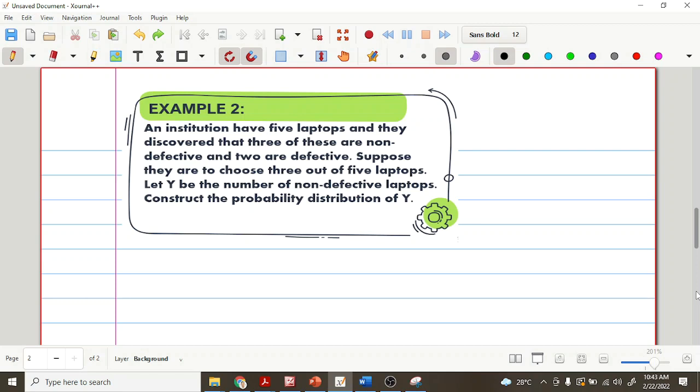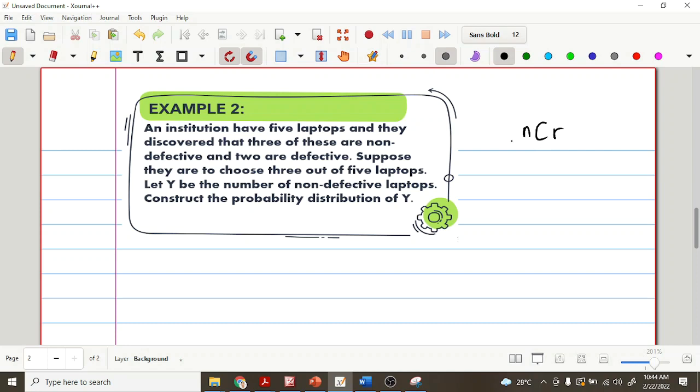So our random experiment is choosing 3 out of 5 laptops. So ang gagamitin natin na formula para mahanap yung number of possible outcomes or yung number of elements in sample space ay yung combination na formula. Ano yung combination formula natin? We have nCr, where r objects are being chosen out of n objects. So for us to obtain the number of possible outcomes, we use this formula.